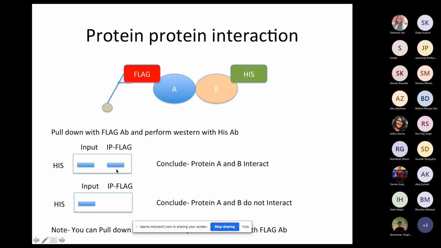I will see a strong band here. If I see a strong band here, then I can easily conclude that yes, my proteins A and B interact. But if I do not see a band here, then I can easily conclude that my proteins A and B are not interacting with each other. There is no direct interaction. So is this experiment clear to you? If not, then I'll explain again.